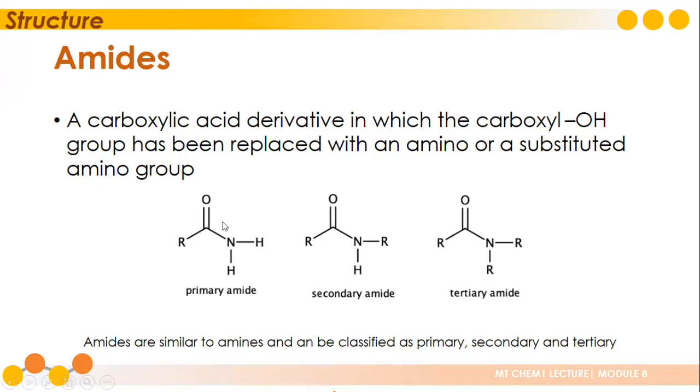Okay, so how do amines and amides differ from each other? Amines only contain carbon, nitrogen, and hydrogen, while amides contain the four abundant elements, which are carbon, hydrogen, oxygen, and nitrogen.